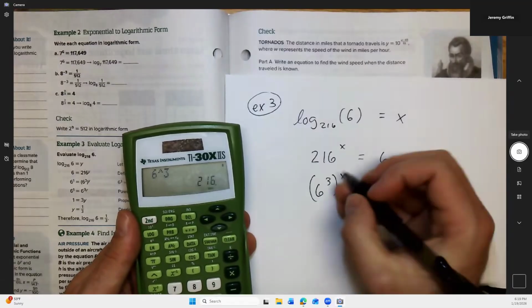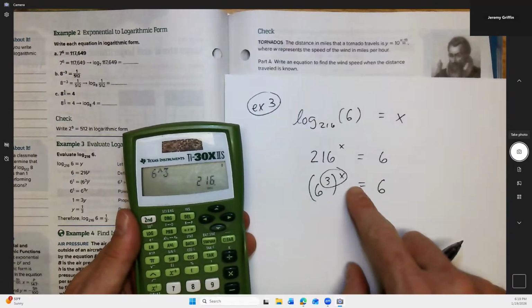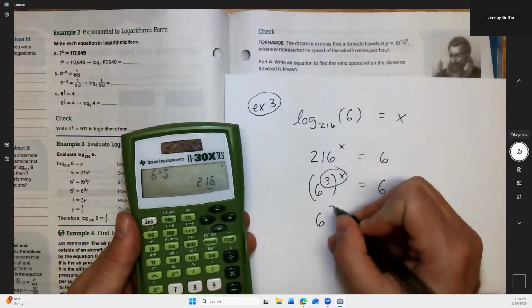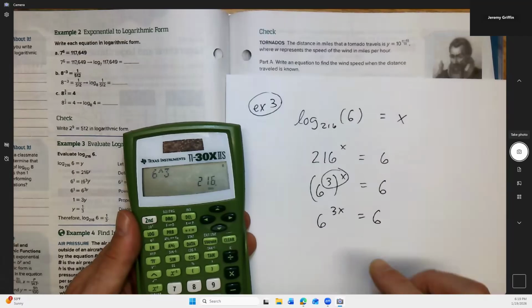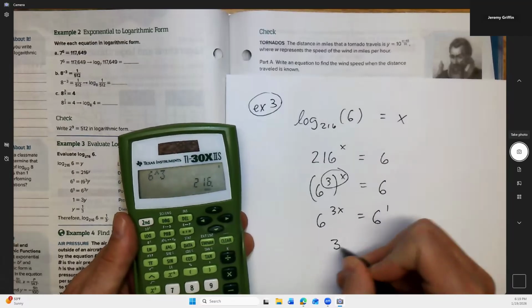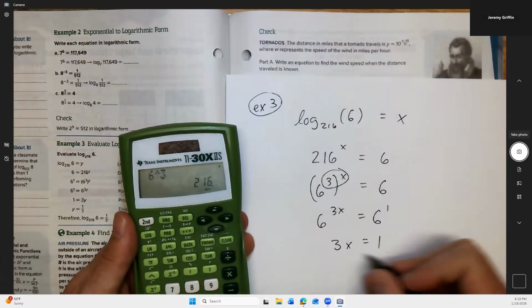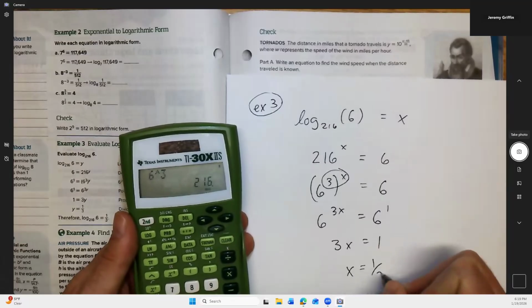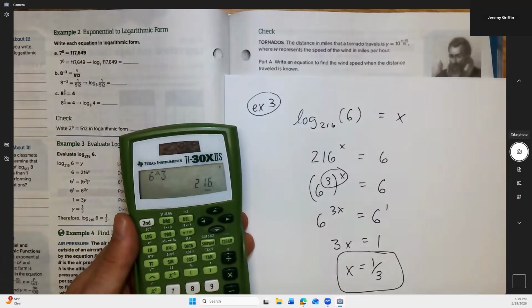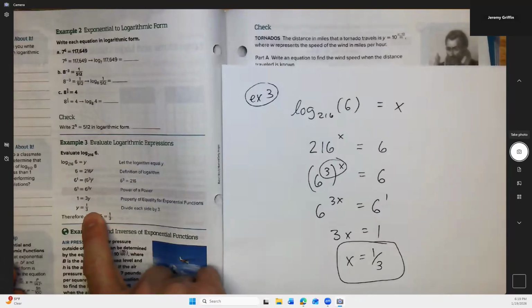And a power to a power, I can combine the powers. So 6 to something equals 6 to the 1. That must mean 3x is equal to 1. Divide both sides by 3. x is 1/3. That should be the answer. Yeah, that's also what your book got, 1/3.